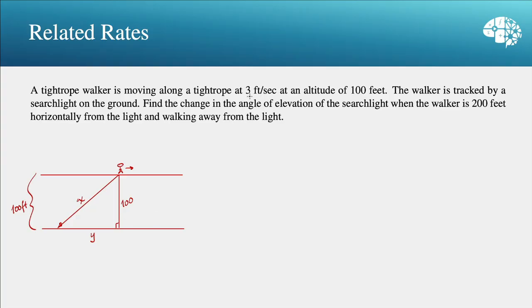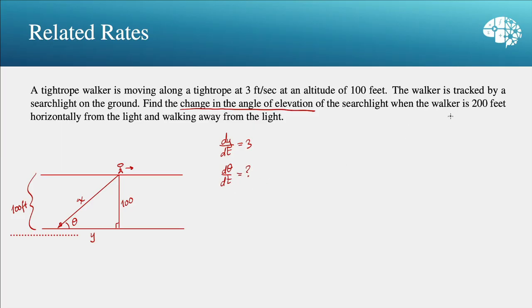The speed or velocity at which the tightrope walker is walking is 3 feet per second. And that is the rate at which this distance y is changing. So we know that dy/dt is equal to 3. The altitude never changes, so I don't need to write anything there. We're talking about the change in the angle of elevation. So there's this angle here, we'll call that theta. And we are looking for d theta/dt, the change in that angle. So that's what we're looking for.